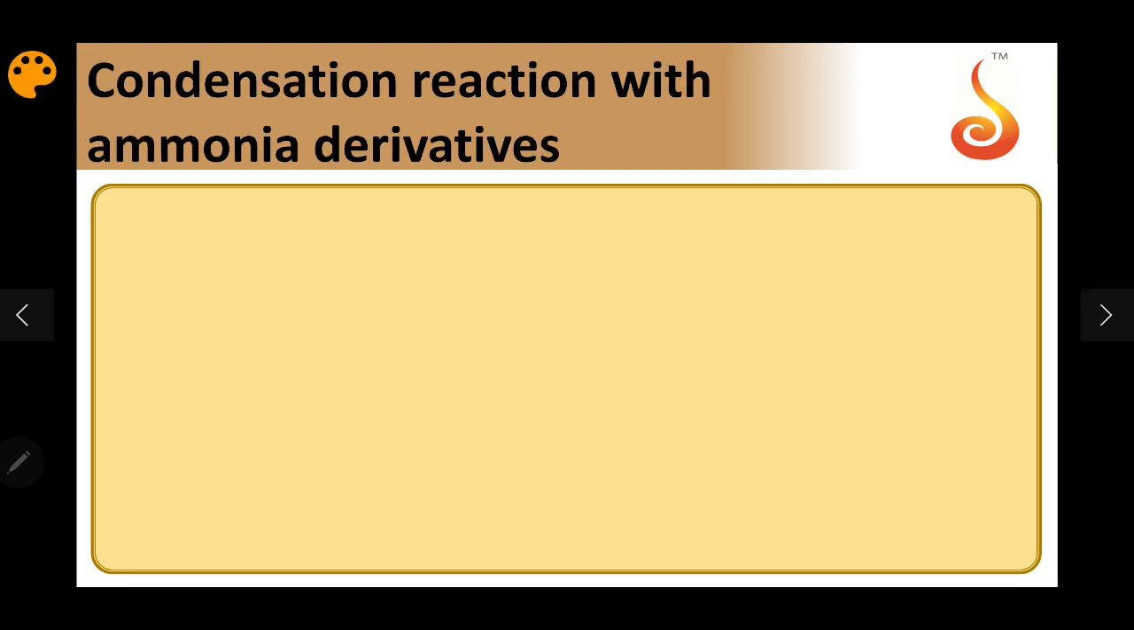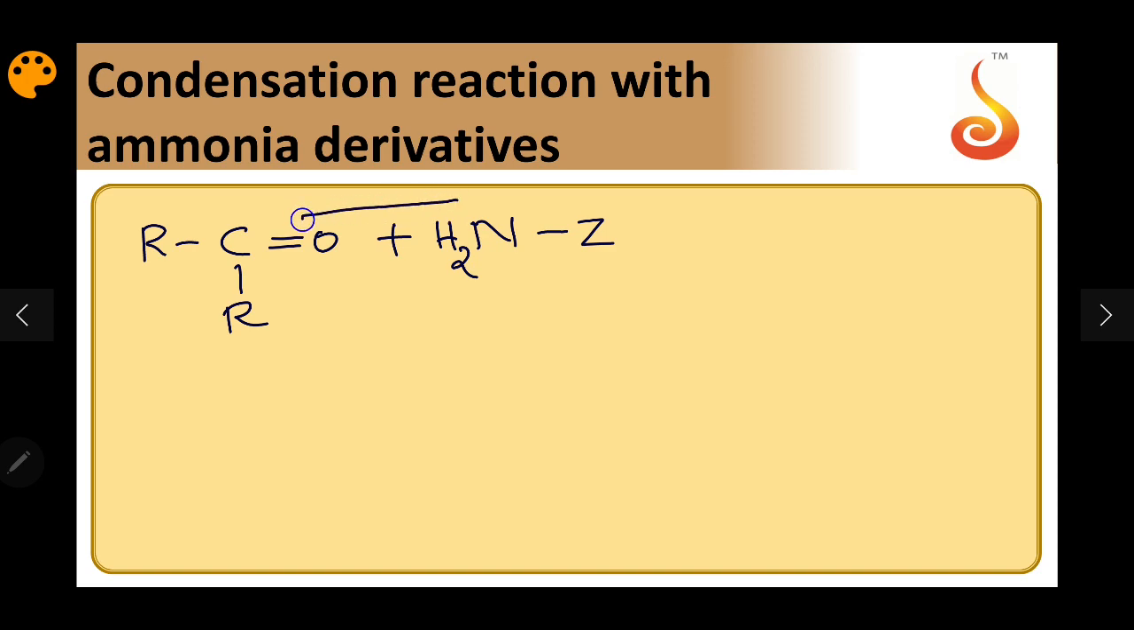Condensation reaction with ammonia derivatives. So here the general reaction I can write: RC double bond O plus NH2Z. So if you condense, water is eliminated, minus water. The reaction is giving a condensed product.